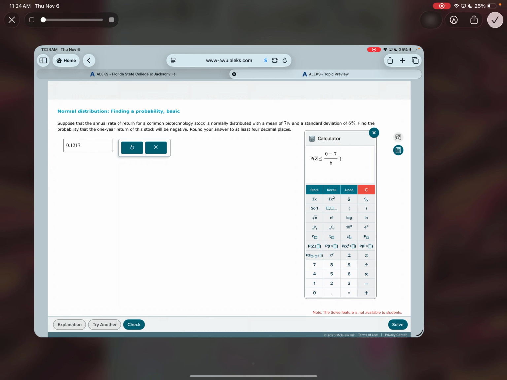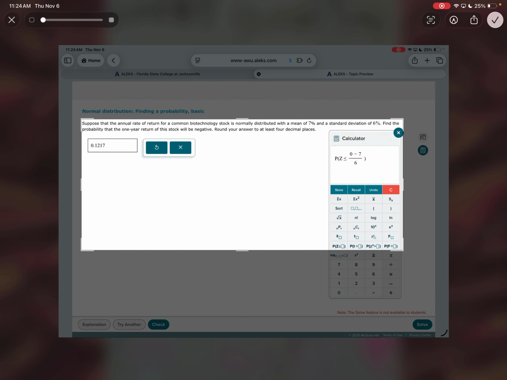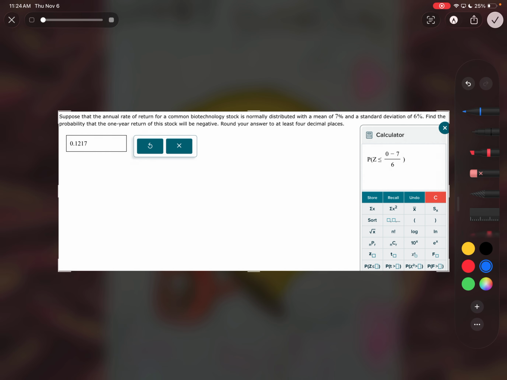That's just a weird math thing, and they'll do this a couple times on a couple different topics. And they'll say, okay, positive is greater than 0 and negative is less than 0. So when we see the stock will be negative, that tells us X has to be less than 0. Okay, so our X is equal to 0, our mean is equal to 7, and our standard deviation is equal to 6. But it's less than, so we are shading to the left here.